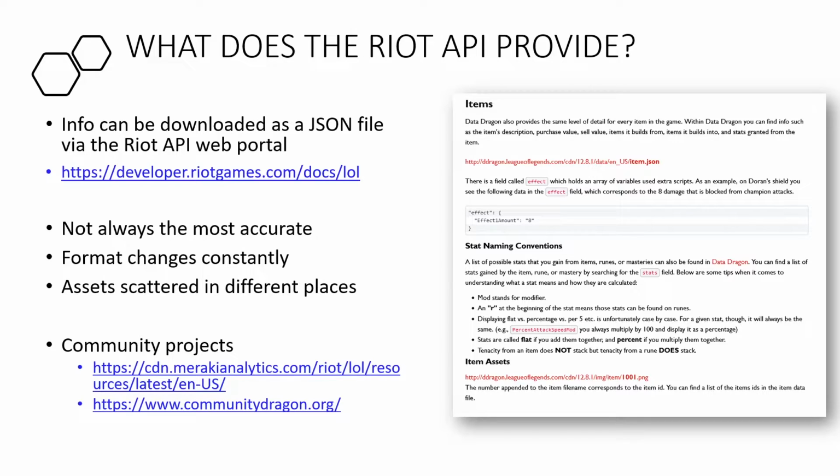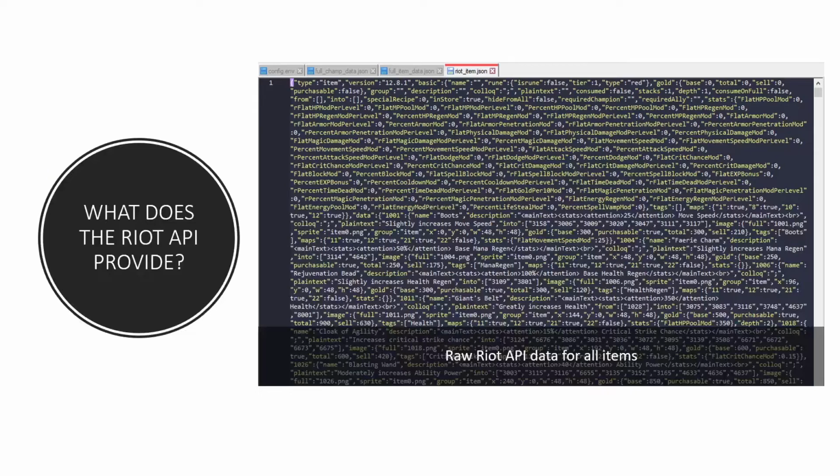That's the data that we have available, and I want to step through what this actually looks like when you download it. This is what the file would look like. It's just a JSON, not super interesting, but it's not easy to work with, and like I mentioned before, Riot seems to change this a lot.